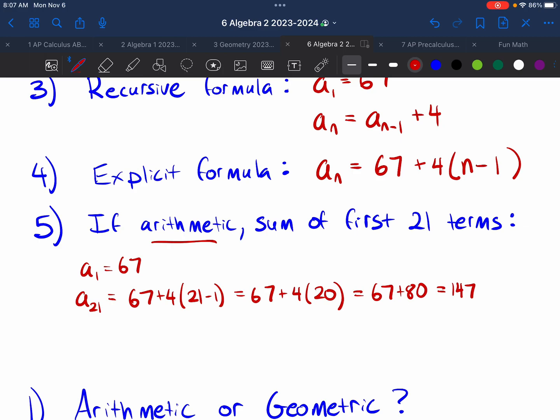Never mind. All right, so we're moving on to finding the sum. So the sum of the first 21 terms is going to be the number of pairs. In this case, I'll do the general formula, right? The general formula is n over 2 to find the number of pairs, and then the first term plus the last term. So in this case, it's going to be 21 over 2 times the first term, 67, plus the last term, which is 147. And then that is what we're going to enter into our calculator.